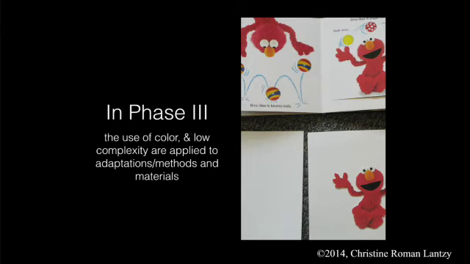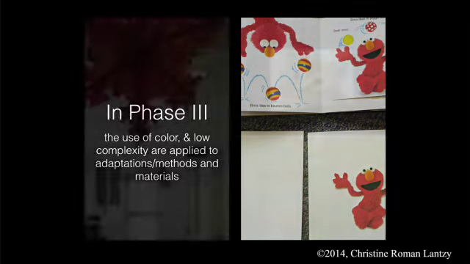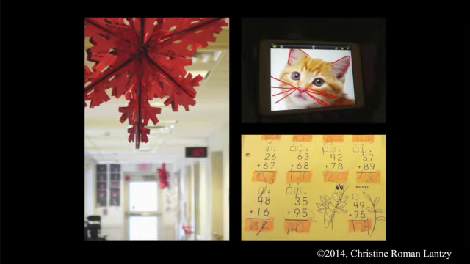In phase 3, that red pom-pom might become these things. We're going to think about color, low complexity again, and they're maybe now added to or applied to adaptations or methods or materials again. So here you see a children's book of Elmo, and you see there are a number of elements in the unadapted picture at the top, but at the bottom, the picture of Elmo has been separated from the background and placed on its own non-complex background. Also has a lot to do with the red pom-pom from the beginning.